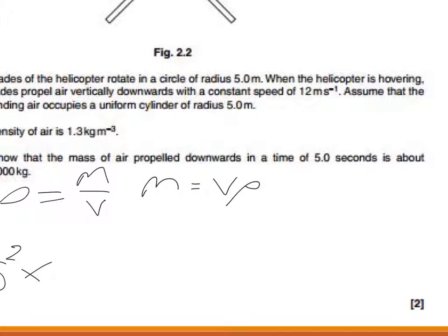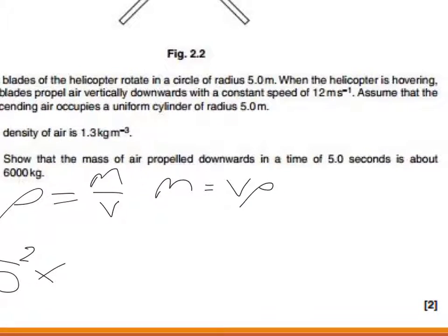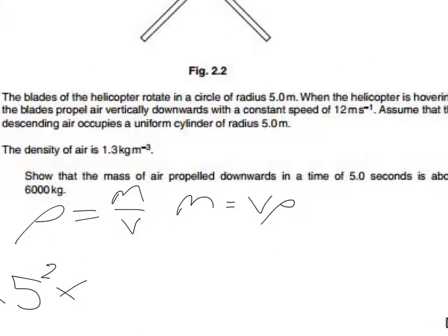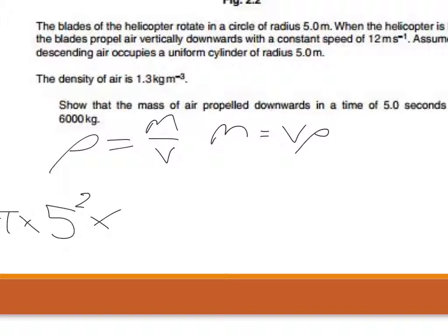So we want the volume of air propelled down in 5 seconds. So it's propelling the air down at 12 meters per second, as it says here. And so in a time of 5 seconds, it will propel 5 times 12 meters of air. But every second it propels air down 12 meters. So in 5 seconds, it'll be 60 meters.